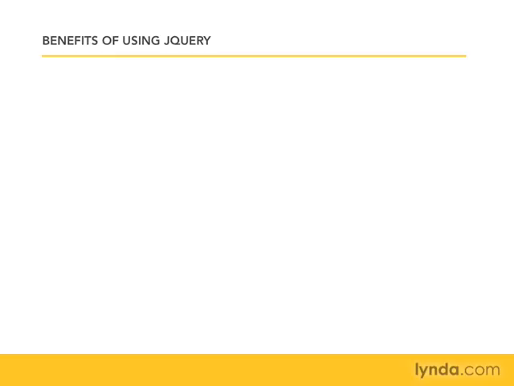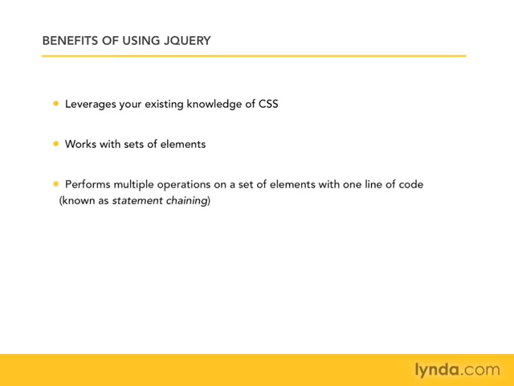Some of the benefits of using jQuery are, first, jQuery leverages your existing knowledge of CSS. So if you're already familiar with CSS, and you'll see this throughout the course, you'll find yourself writing syntax that looks a lot like CSS code, which makes it really easy to pick up some of jQuery's best features. jQuery is also built from the ground up to work with sets of elements. And this is something that the document object model in JavaScript is not designed to do very well. jQuery makes it second nature. In fact, many times you won't even realize that you're writing code that just by default works across sets of elements.